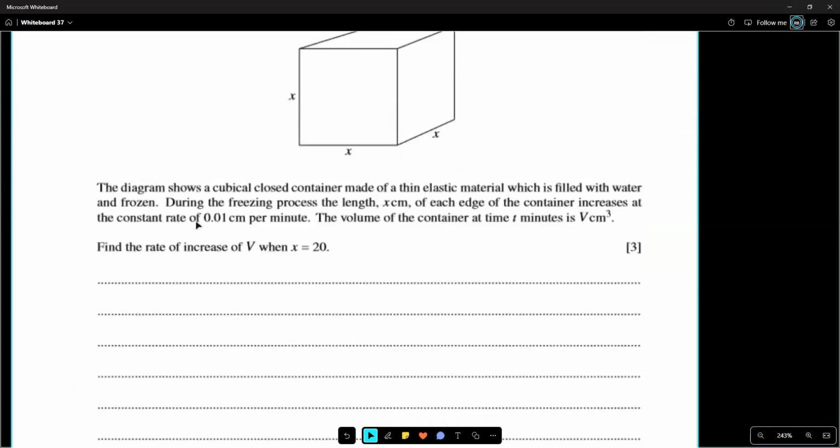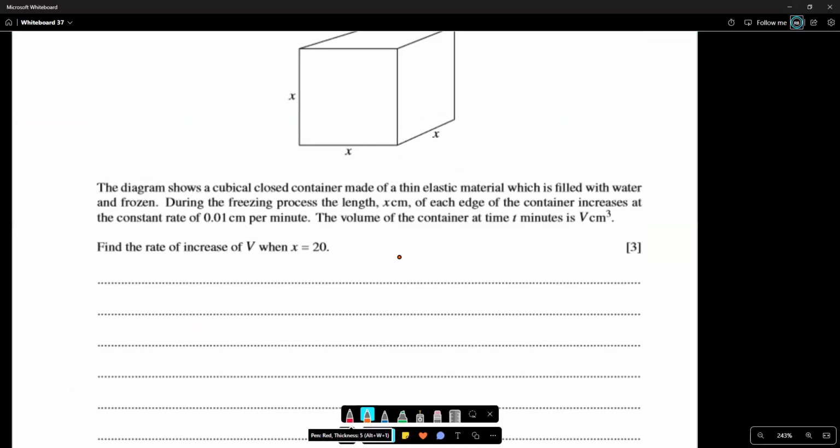So the next part, they say the diagram shows a cubical closed container made of a thin elastic material which is filled with water and frozen. Obviously this figure is a cube, right? During the freezing process, the length x of each edge of the container increases at a constant rate of 0.01 centimeter per minute. Obviously, this is x, right? And then this is time. So here they give us dx over dt.